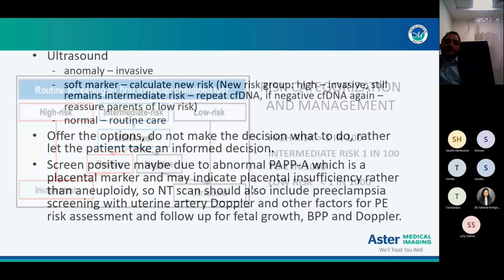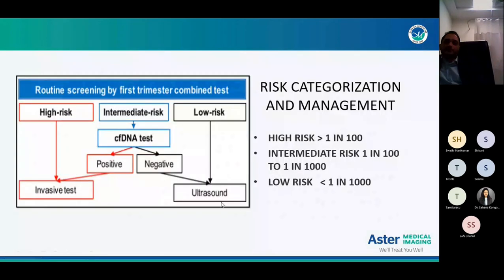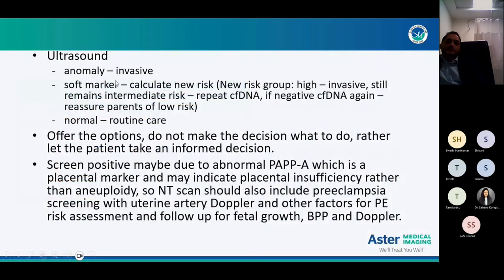Now we are saying here, after this low risk and negative cfDNA, we are going to do ultrasound. So in the ultrasound, if we find an anomaly, then what do we do? If we find only some soft markers, then what do we do? And if the ultrasound is normal, then what do we do? So in case there is an anomaly, go for an invasive test.